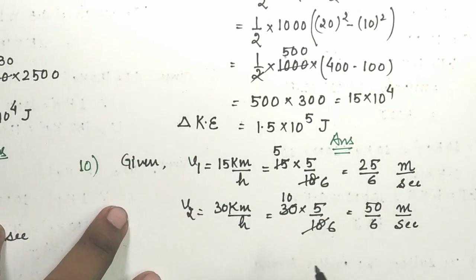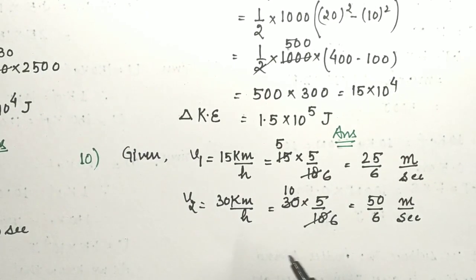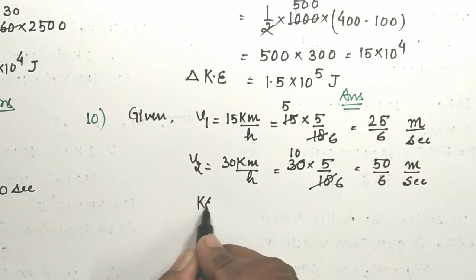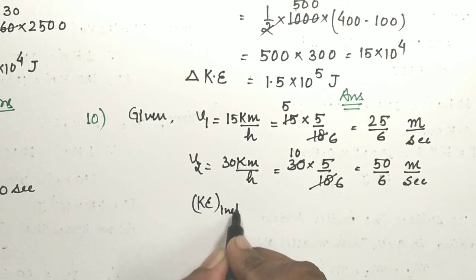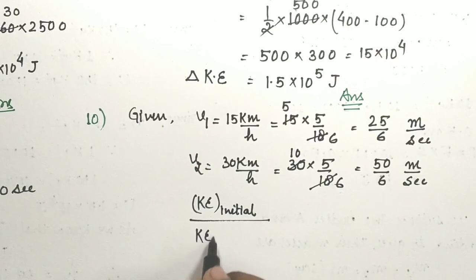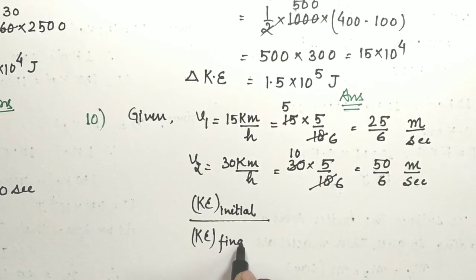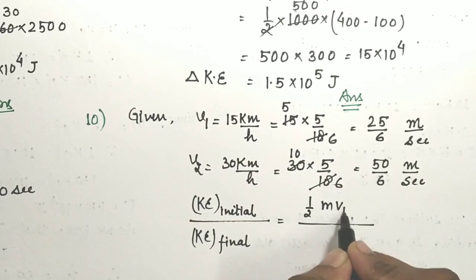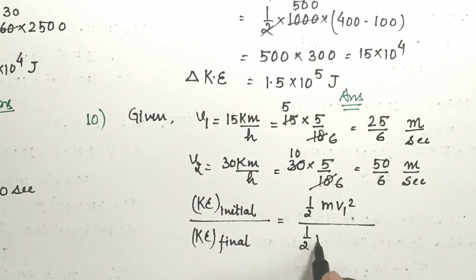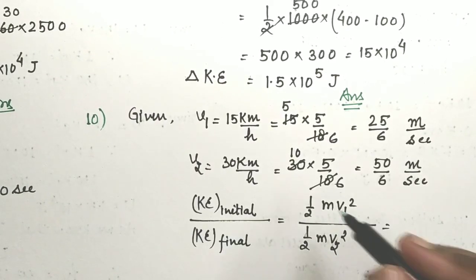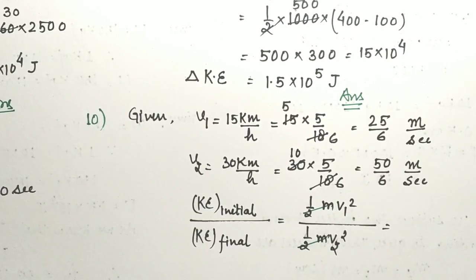So we have to compare the kinetic energy initially, where its speed was 15 km per hour, to the kinetic energy finally, when its speed was 30 km per hour. So kinetic energy is equal to half m v1 square. Because the car was the same, the mass will be the same, only the speeds change, so 1 by 2 m will be cancelled out. So it will be only v1 square by v2 square.